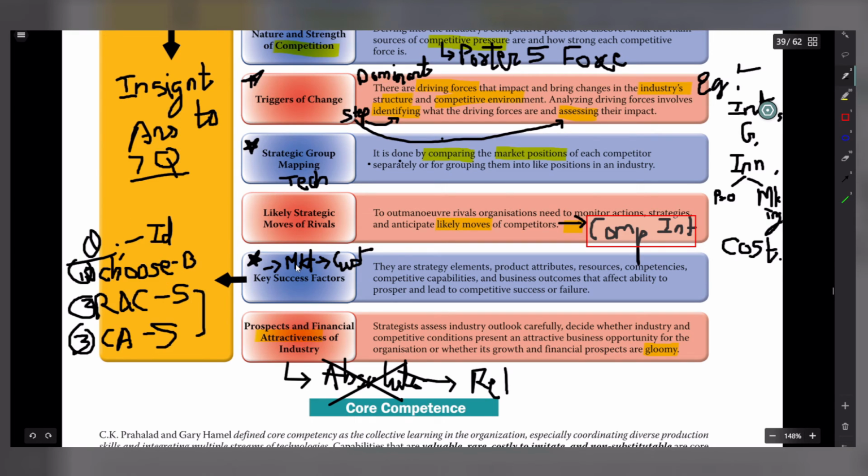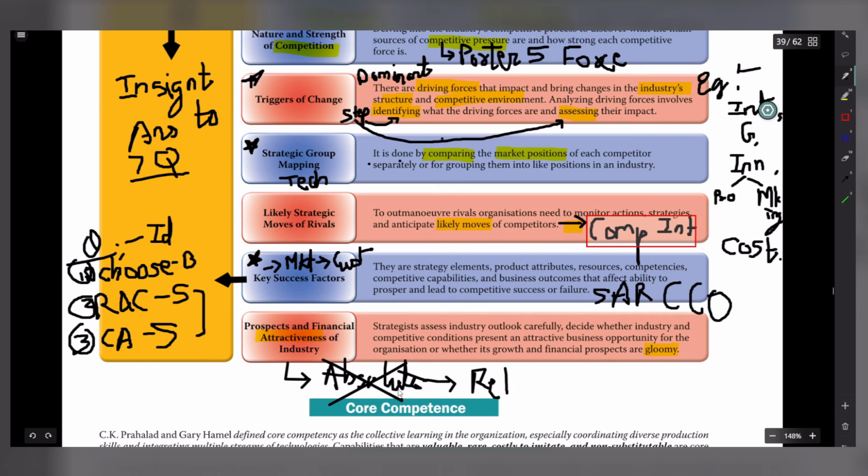KSFs are based on the market and the customer, and not on the company. They are determined by the market and customer, not by the company. These can be based on various factors. Remember SARCO. Then lastly, the prospects and financial attractiveness of the industry.